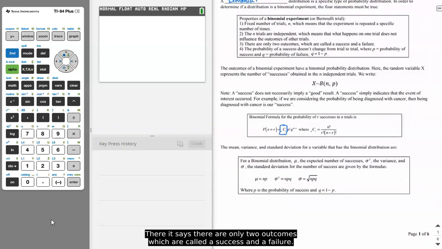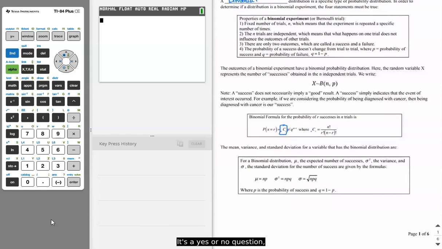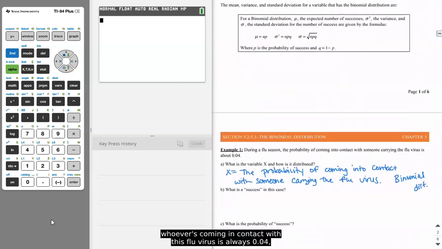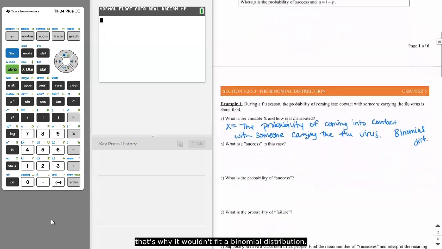Third says there are only two outcomes, which are called a success and a failure. So if you think of getting the flu, you either get it or you don't. It's a yes or no question. And then the probability of success doesn't change from trial to trial. They're independent trials, so for everyone coming in contact with this flu virus, it's always 0.04. So that's why it would fit a binomial distribution.